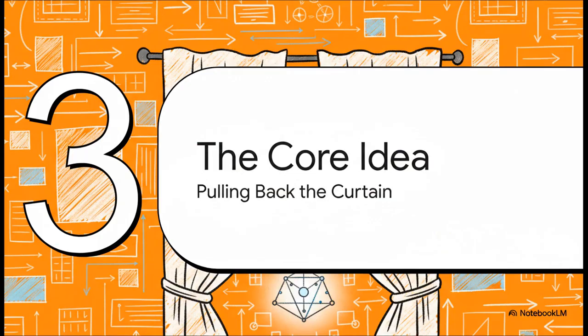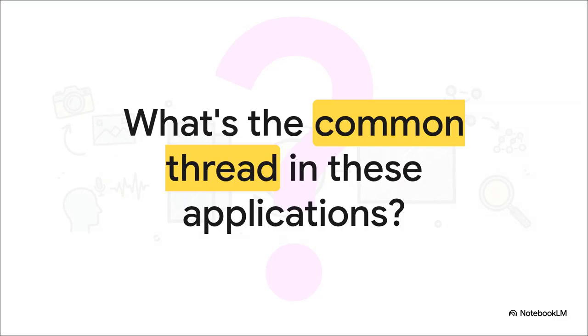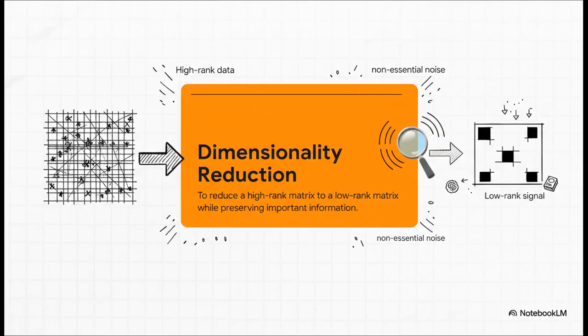So, we've seen what SVD can do, and it is amazing. But what's the actual core idea that connects all of these different applications? Let's go ahead and pull back that curtain. Just think about it for a sec. What's the common thread here? What connects squishing a photo to pulling a person out of a video to suggesting your next favorite TV show? The answer, the big idea, is something called dimensionality reduction.